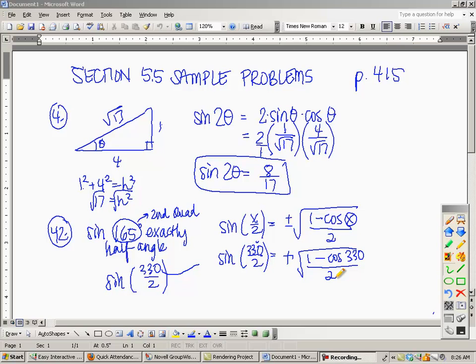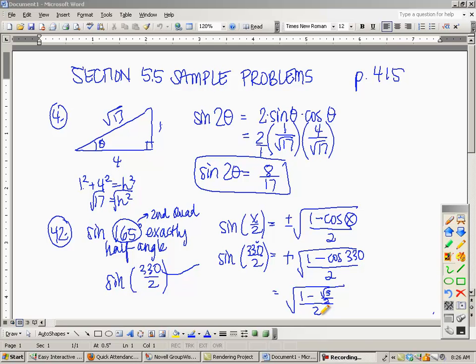All right, cosine of 330, we go to our unit circle, and we end up getting the square root of 1 minus the square root of 3 over 2, because cosine's positive in the fourth quadrant, all over 2. And my goal is to simplify this as much as I can, and your book has a hard time getting to simplifications that we like. So we're going to kind of show you.